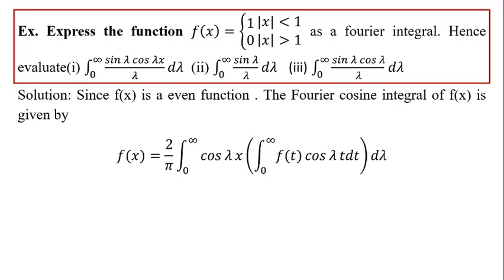First, again you'll have to check whether a function is odd or even. So f of x is given as 1 and 0. Right? 1 is a constant function, 0 is also a constant function. And we know that a constant function is always an even function. So therefore the function is even, hence we are going to take the Fourier cosine integral of f of x, which is given by this formula. Now our next task is to substitute f of t.